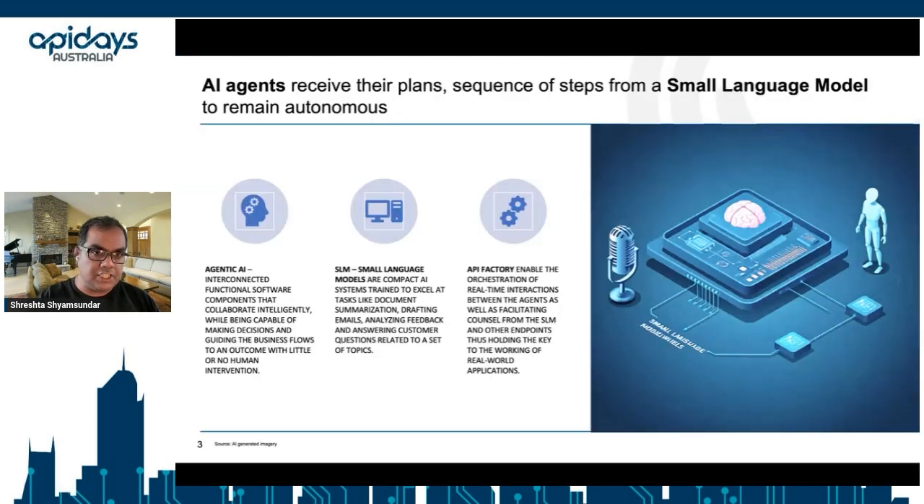So, when you think of agentic AI, think of them as an interconnected functional set of components that have self awareness, an ability to take decisions, as well as being able to guide flows to deliver a business outcome with or without human intervention. Like I said, its ability to take decisions comes from intelligence that it gathers from language models.